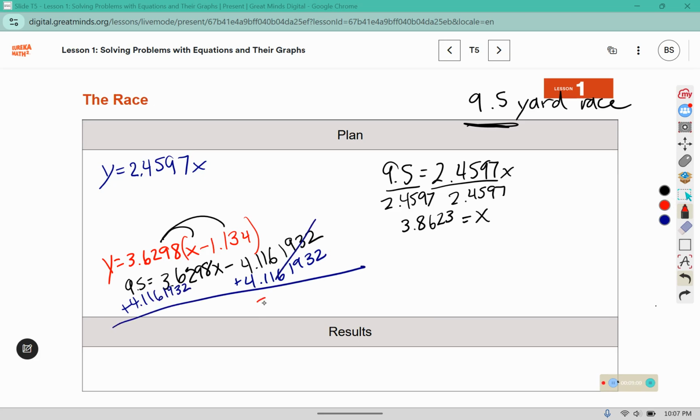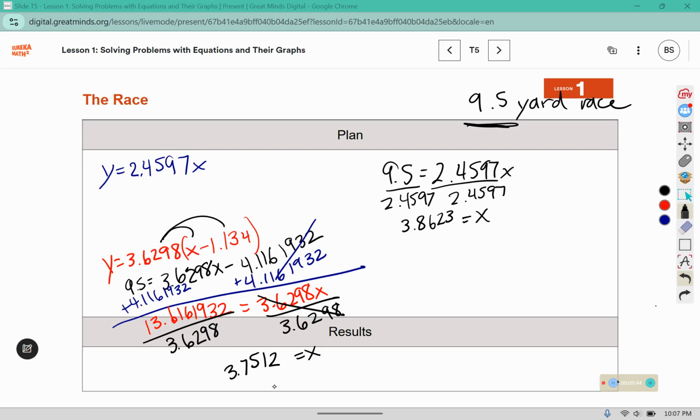That leaves us with 3.6298x. And if we add 9.5 and 4.11, and so on, we'd get 13.6161932. Divide both sides by this decimal. And now we can round, we get about 3.7512 seconds.